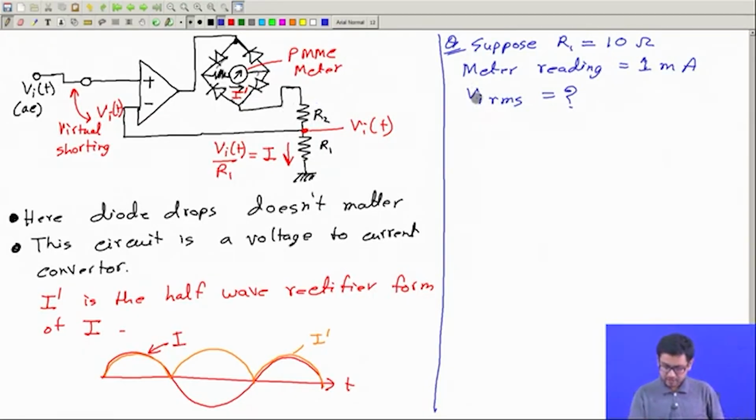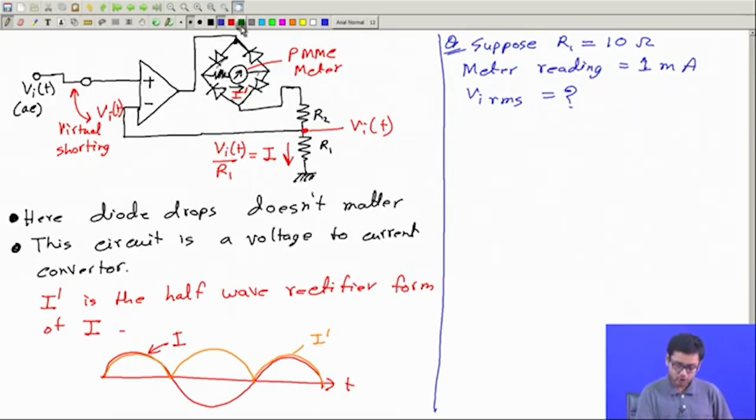And so the reading of the meter is given, how much is the input voltage? That's how we should use a voltmeter, right? We observe the reading of the meter and from that we have to estimate the input voltage. So we know 1 milliampere current is flowing through this. Even though it is not specified explicitly, this 1 milliampere is the average current, because this is a PMMC meter and a PMMC meter shows only the average value.